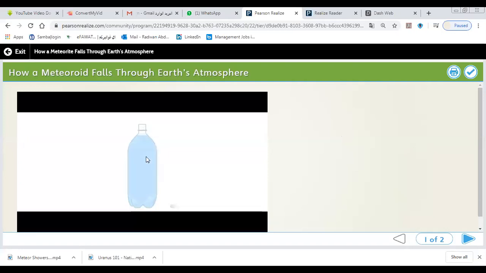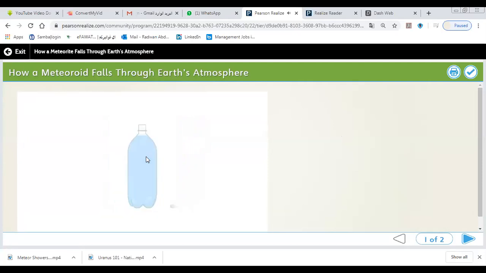Now, let's start with how a meteoroid falls through Earth's atmosphere. I want to show you a video here. How does a meteoroid fall through Earth's atmosphere? Let's use this model to find out. Okay, let's complete now.